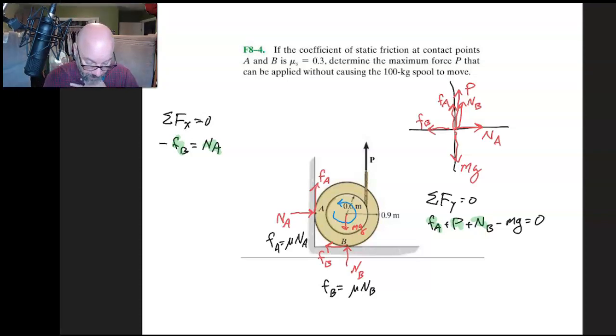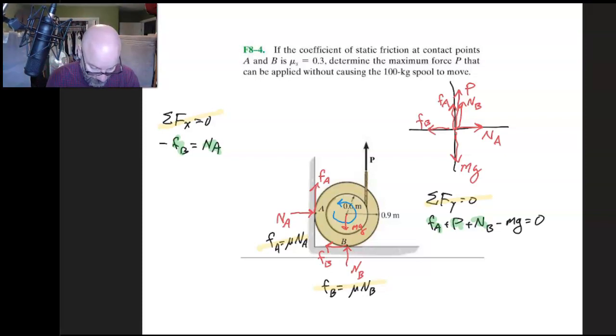So what do we have in terms of relationships? Well, so 1, 2, 3, 4, and we still have our moment to work with. But before I get to the moment, I want to try and simplify some things. All right, let's use what we know here.